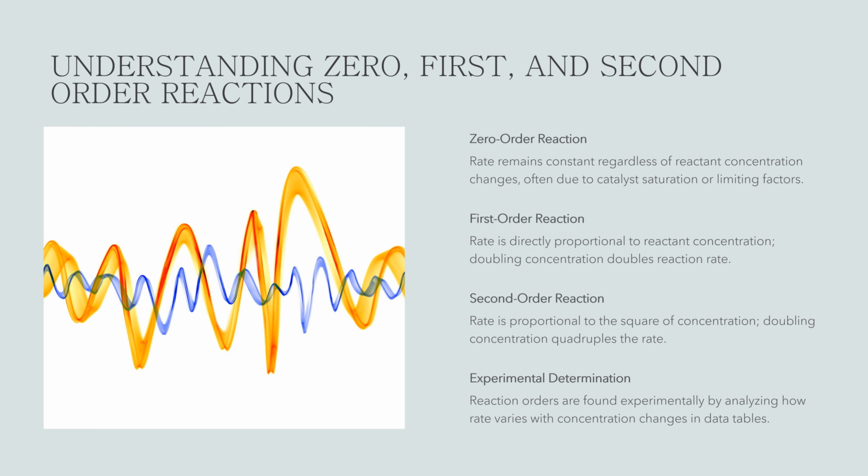In a first-order reaction, the rate is directly proportional to the concentration of the reactant, so doubling the concentration doubles the rate. In a second-order reaction, the rate is proportional to the square of the concentration, meaning that doubling the concentration increases the rate by a factor of 4.